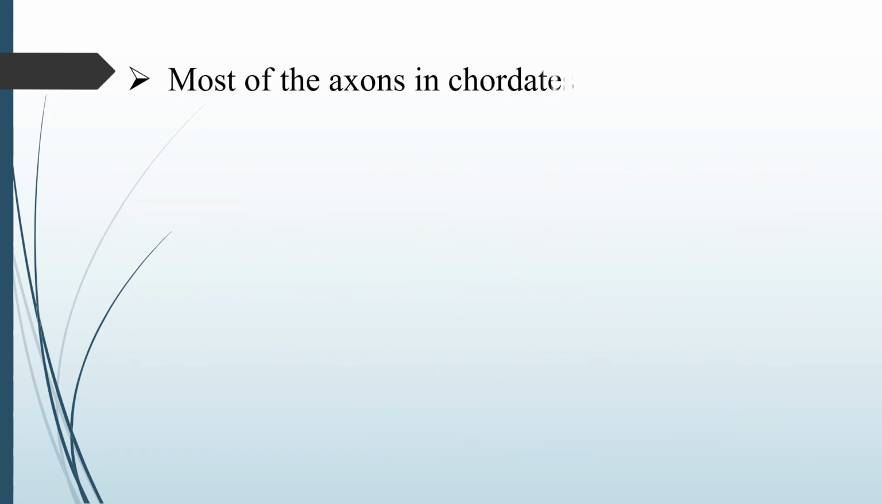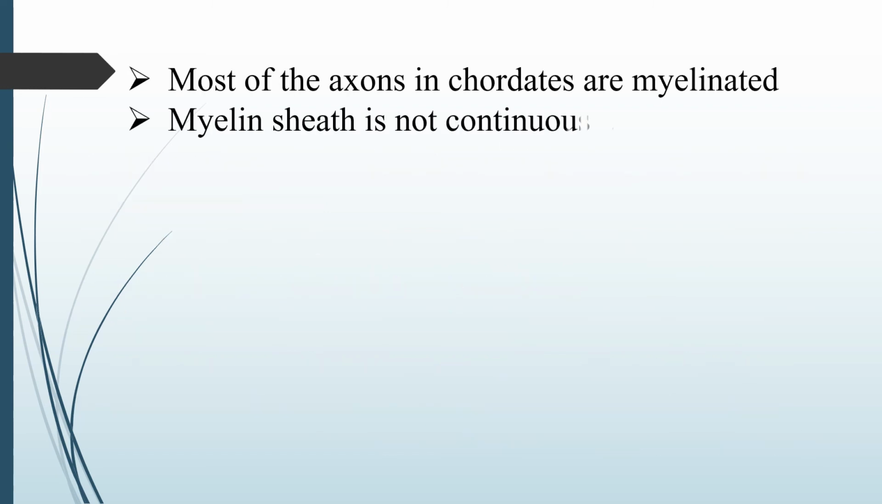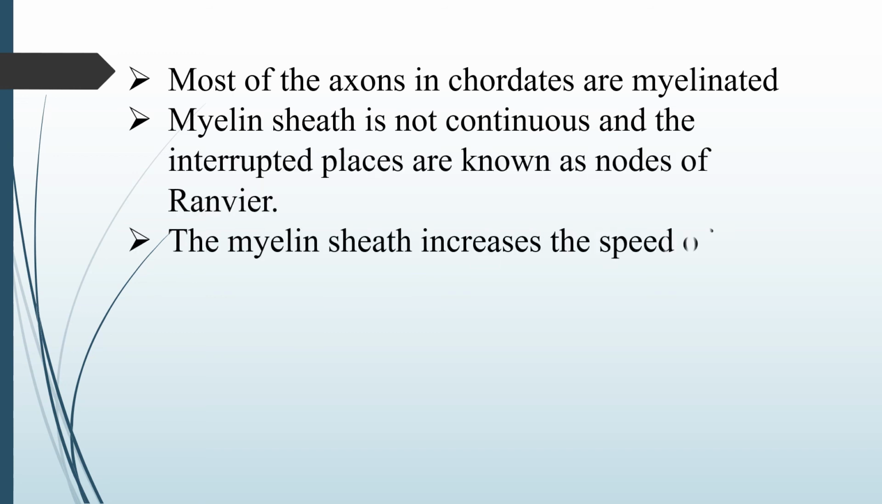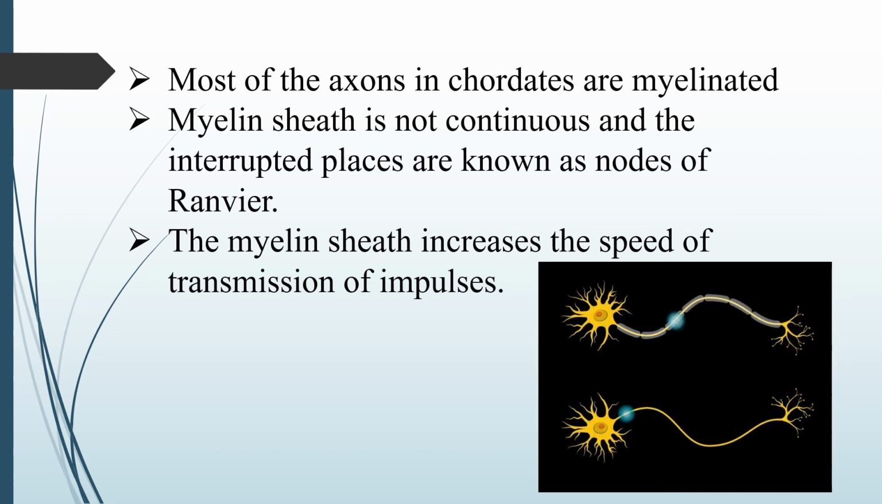Most of the axons in chordates are myelinated. That means these axons have a myelin sheath. The myelin sheath is not continuous, and the interrupted places are known as nodes of Ranvier. Interrupted places are the places where the myelin sheath is not present.